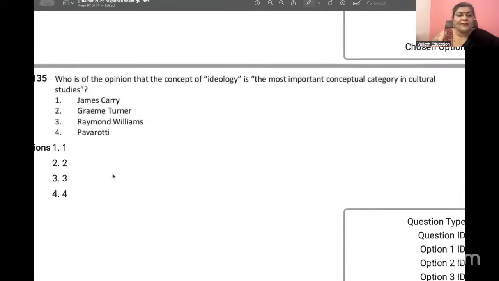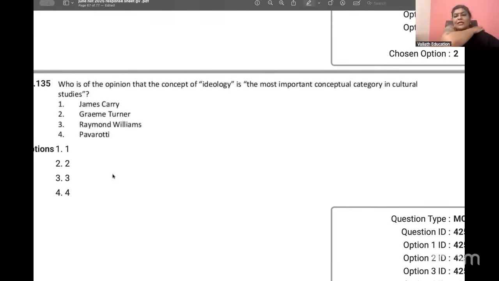Okay. Who is of the opinion that the concept of ideology is the most important conceptual category? Okay, Graham Turner is mentioned in our Culture Studies Easy Handbook, but this is not an easy question.